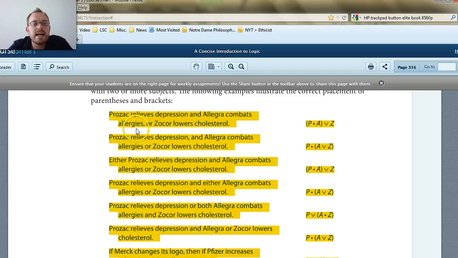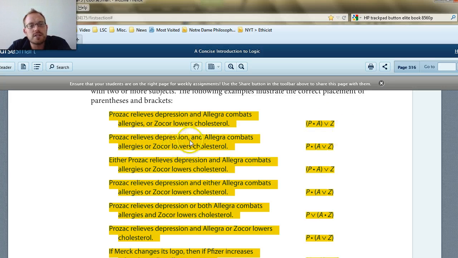Allegra combats allergies, or Zocor lowers cholesterol, right? So the question is, where do we put the parentheses? Well, in this case, because of that comma, that really tells us that the "and" here was trying to combine these two things. So we'd symbolize it like this, right? With the parentheses P and A, close parentheses, or Z.